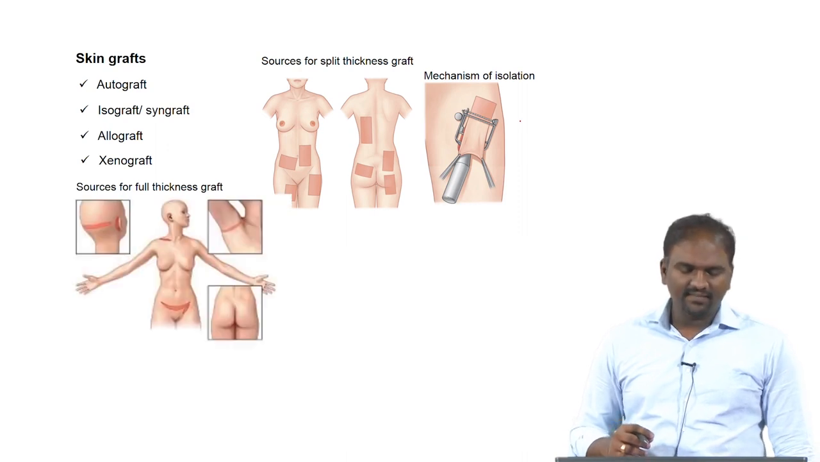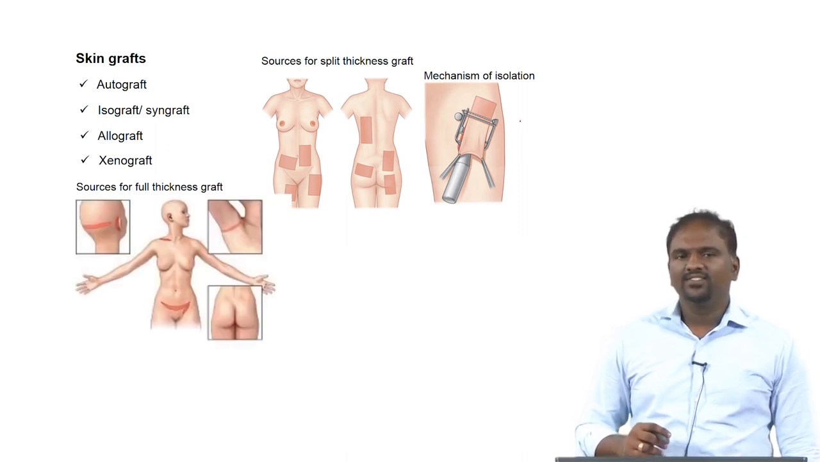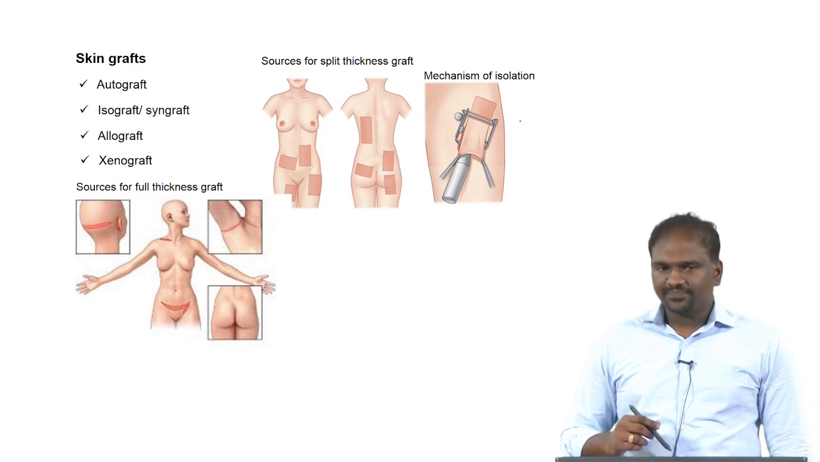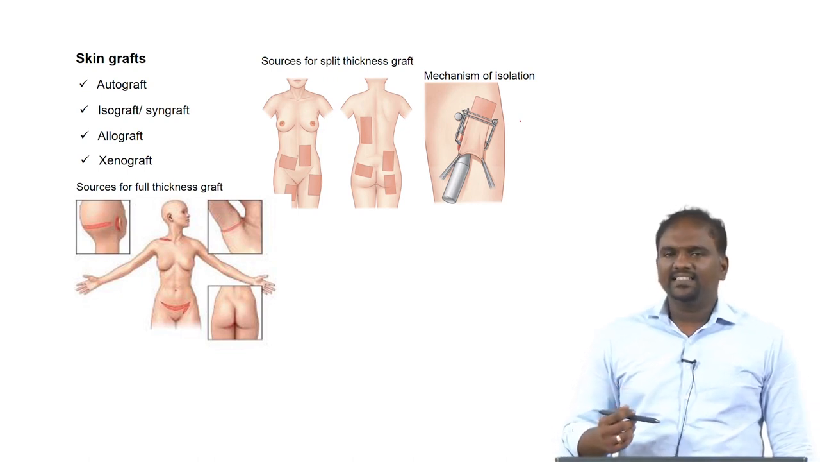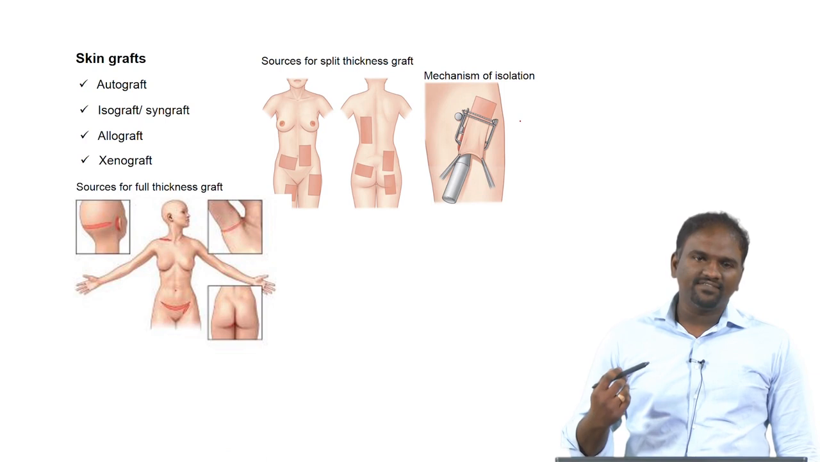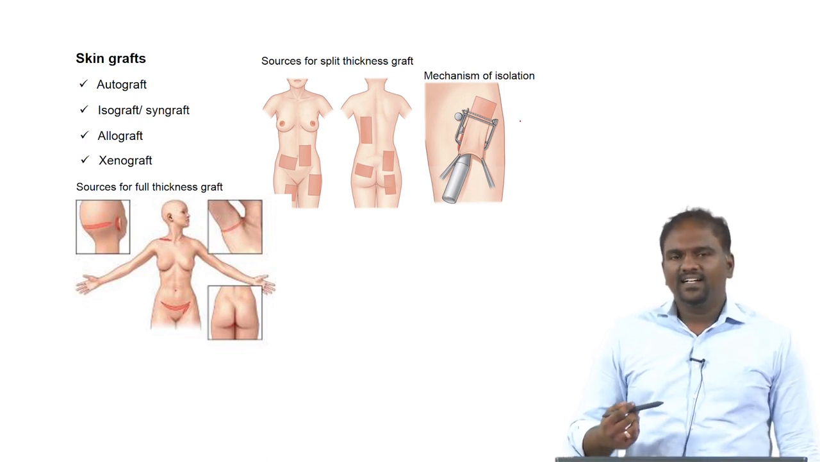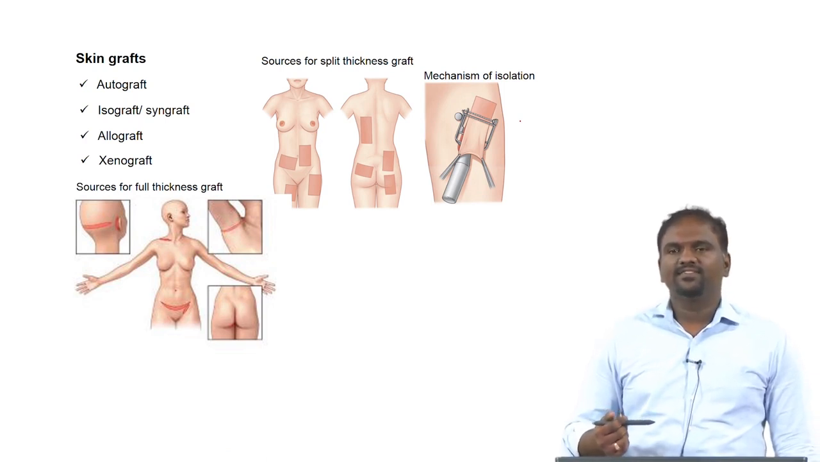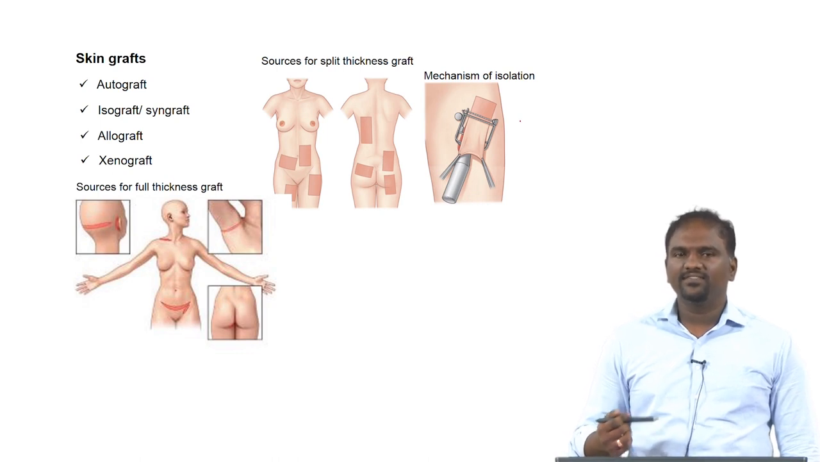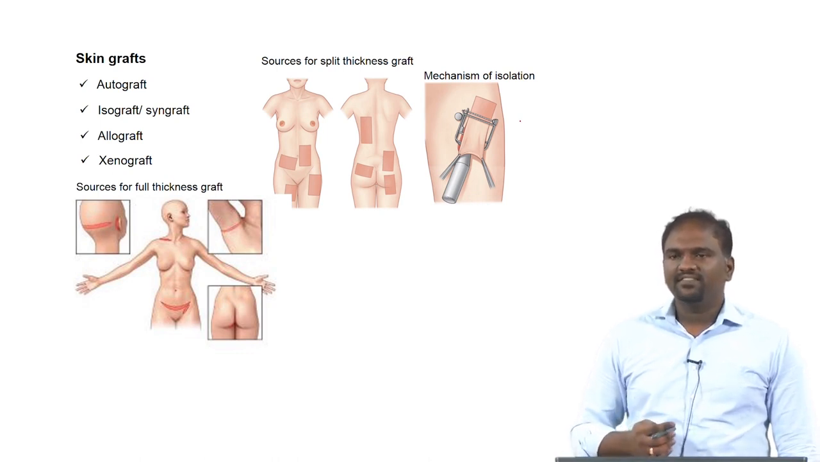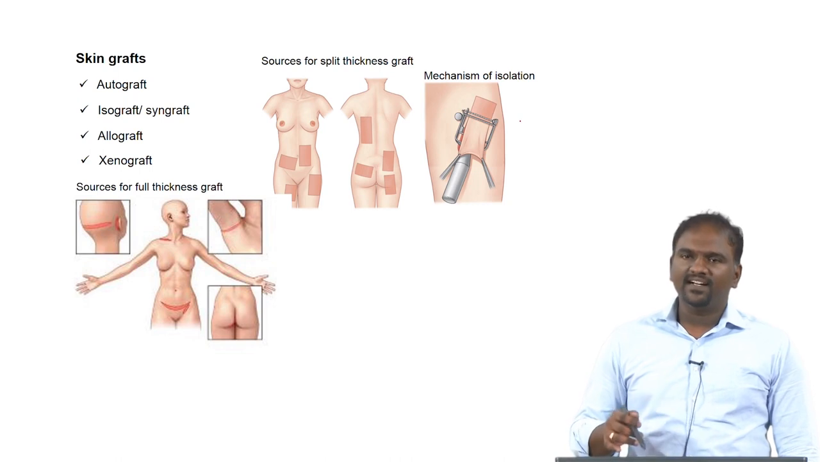Then we have the sources for the full thickness graft. In the full thickness graft, they cut the graft from the back side of the head, the buttocks, and also the armpits. From these portions, they can get the full thickness graft. Full thickness graft is like excision of the complete part of the skin.